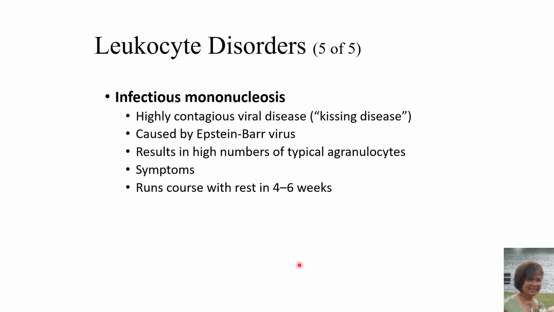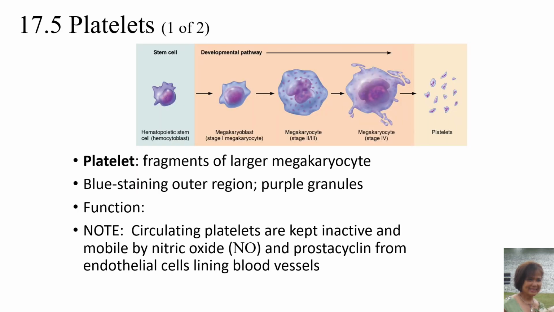They usually run their course with rest within 4 to 6 weeks. You get over it, but you can get it again. Once you have this infectious mononucleosis, you can get it again. When your resistance is low, you get it back.